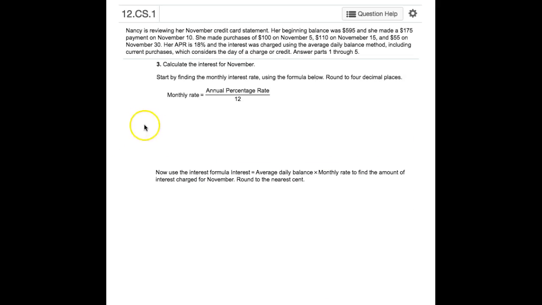Now part 3 says calculate the interest for November. So we want to start by finding the monthly interest rate, and this formula will help you do that. So you want to take the annual percentage rate. It told us the APR, the annual percentage rate, is 18%. So we're going to take that 18% and write it as a decimal. So we want to write it as 0.18. Divide that by 12.